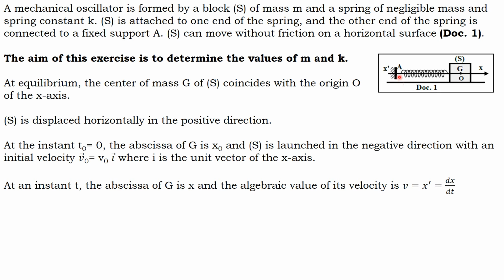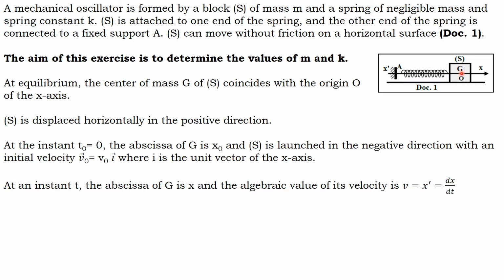This is the fixed support A. S can move without friction on a horizontal surface, as we see in document 1. This is a horizontal frictionless surface. Our aim from this exercise is to determine the values of m and k. Given at the equilibrium, the center of mass G of S coincides with the origin O, so this is at equilibrium.